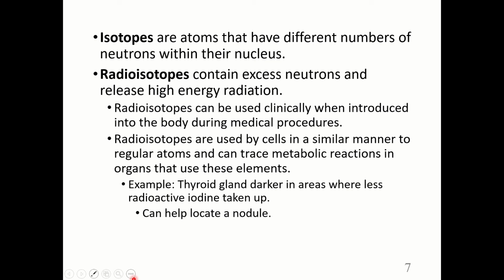Isotopes are atoms that have different numbers of neutrons within their nucleus. Radioisotopes contain excess neutrons and release high-energy radiation. Radioisotopes can be used clinically when introduced into the body during medical procedures. This is because radioisotopes are used by cells in a similar manner to regular atoms and can trace metabolic reactions in organs that use these elements. For example, the thyroid gland appears darker in areas where less radioactive iodine is taken up. This can help locate a nodule.